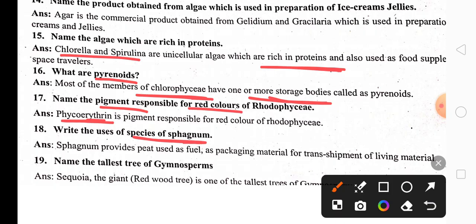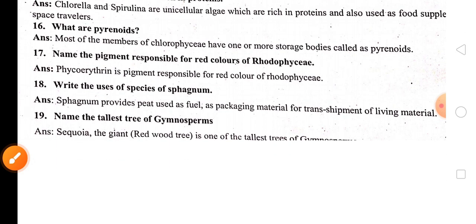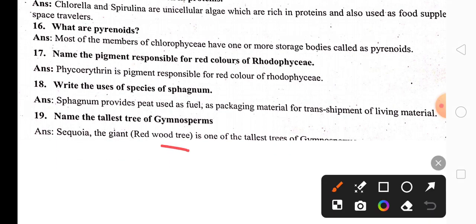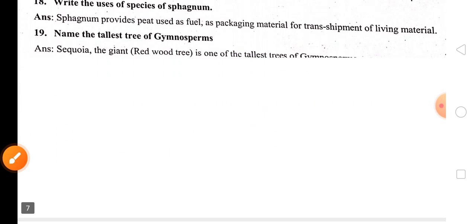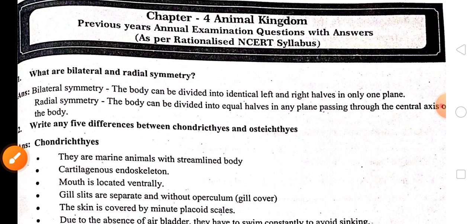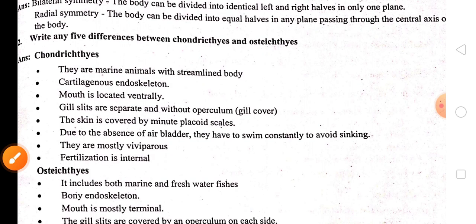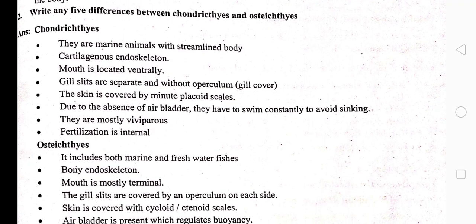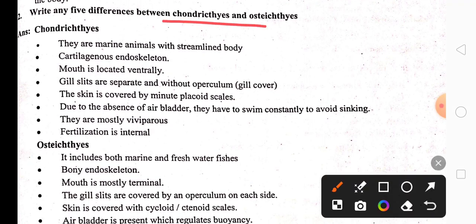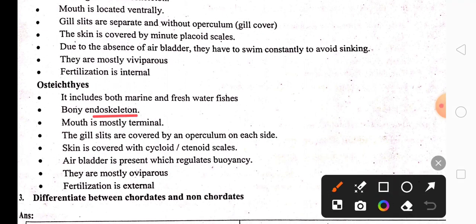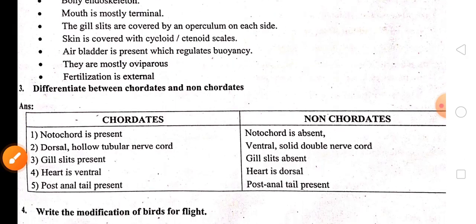And the use of sphagnum is that it provides peat, which can be used as fuel. Then the tallest gymnosperm is the redwood tree or Sequoia. Then from the 4th chapter, Animal Kingdom, remember the definitions of bilateral symmetry and radial symmetry. Then the difference between Chondrichthyes and Osteichthyes. Chondrichthyes are cartilaginous fishes and Osteichthyes are bony fishes. Their differences are very important.